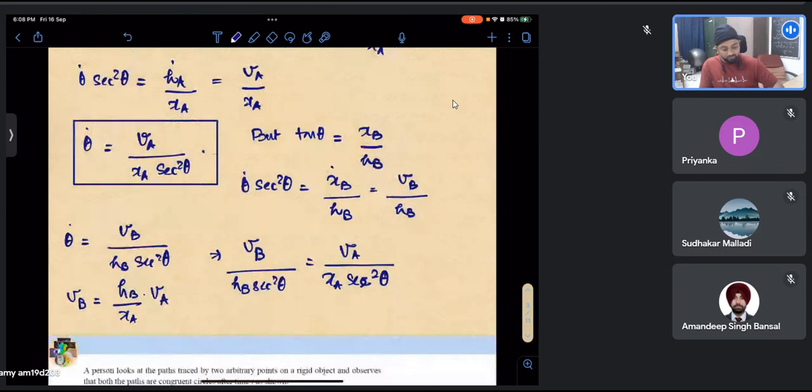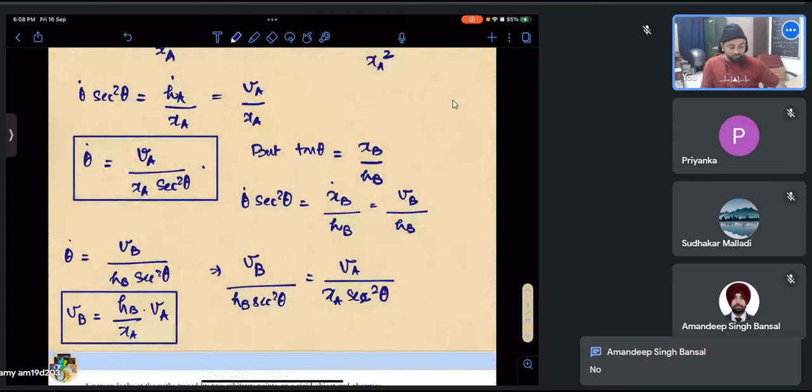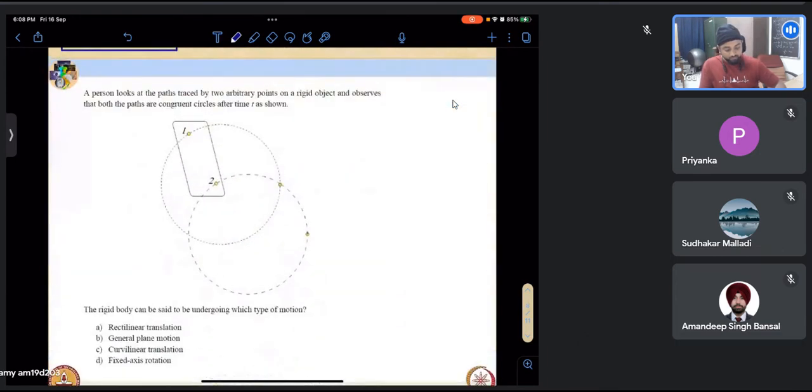Understandably, this is a simple problem, but it is good that we get some practice with the simpler ones so that we are able to identify the concepts clearly, what is to be applied. Okay. So are there any questions? Okay. All right. Thank you, Amandeep, for clarifying. So we'll move to the next problem.